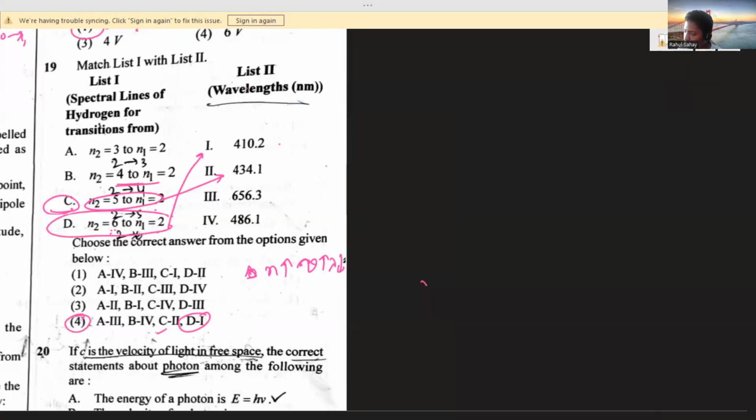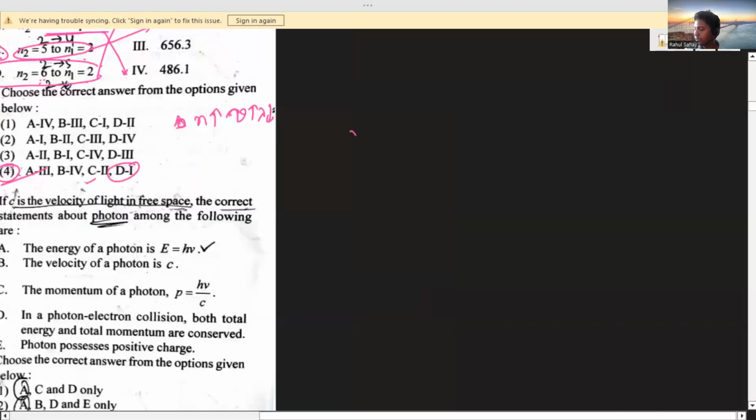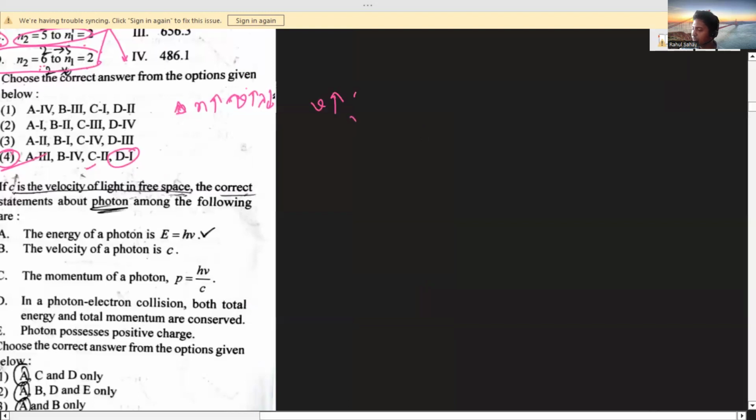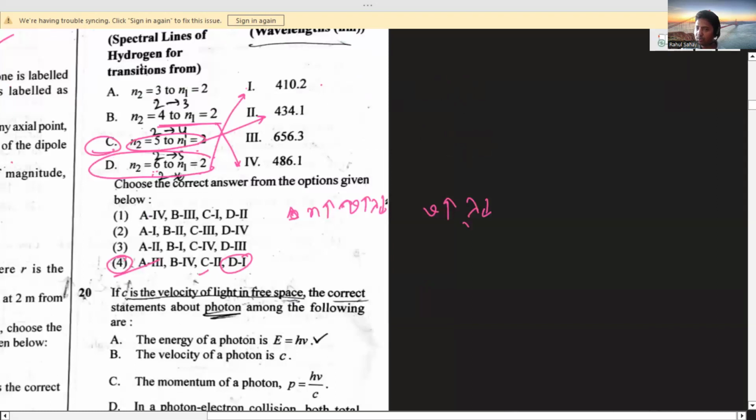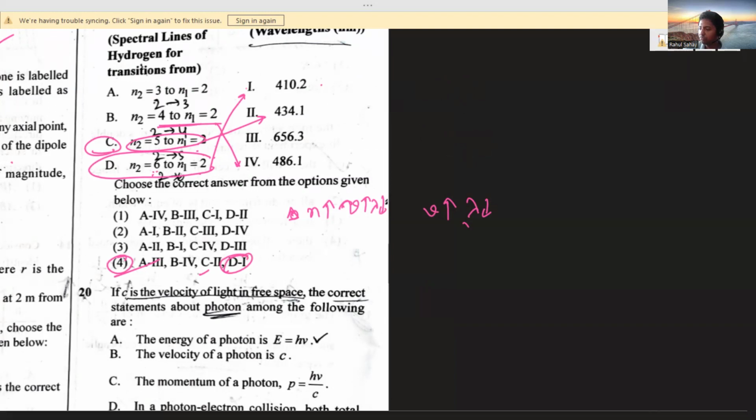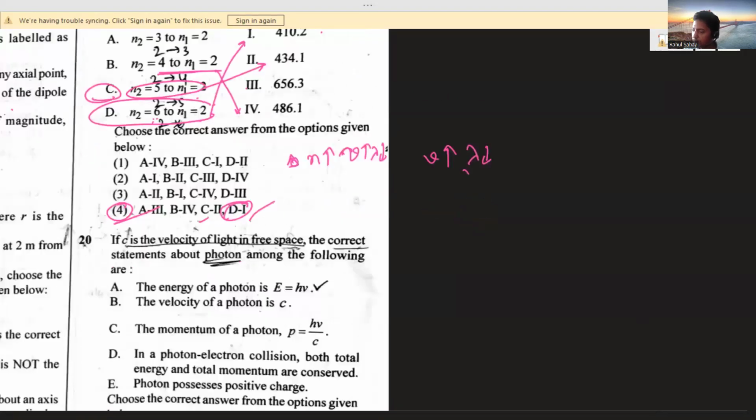Then 2 to 4. Wavelength will again increase. 486, means B, 4. So option, frequency increases, wavelength will decrease. So this is hardly going to take 30 seconds to solve. And only one option, if you start from D option, you'll get this is the only option where there's no other D. So actually you can take option 4.